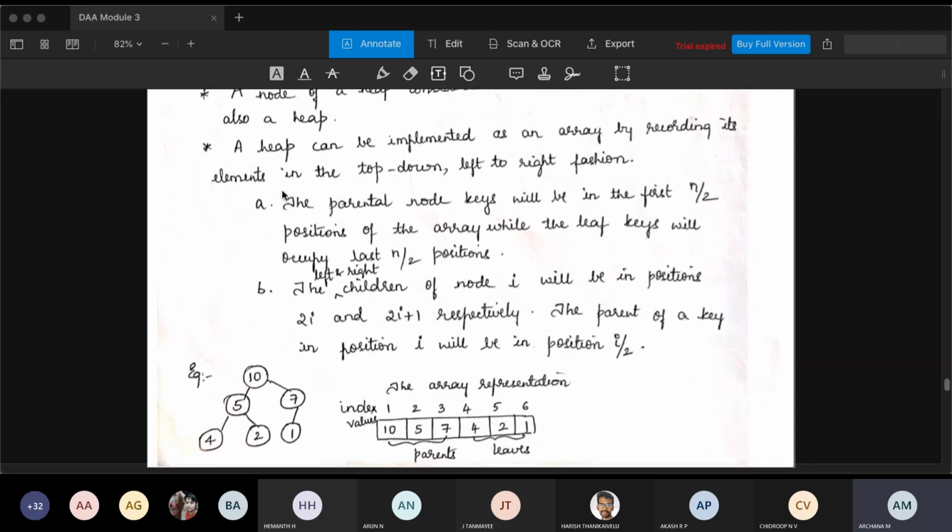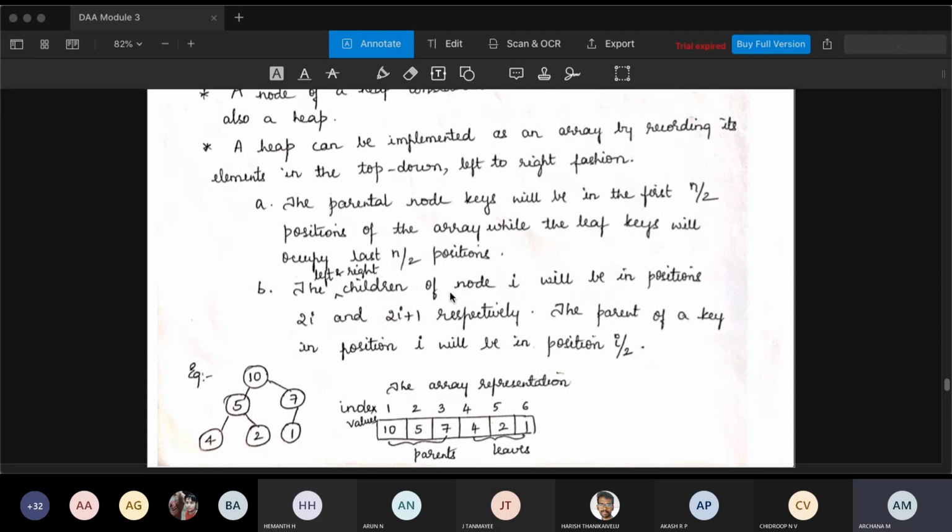Okay, then look here, these are two very important things for the greedy method. The parental node keys will be in the first n by 2 positions of an array, while the leaf keys will occupy the last n by 2. You people know the greedy method, right? The first n by 2 is the parent, and next whatever you keep on dividing, those are children. You people already know this, right?